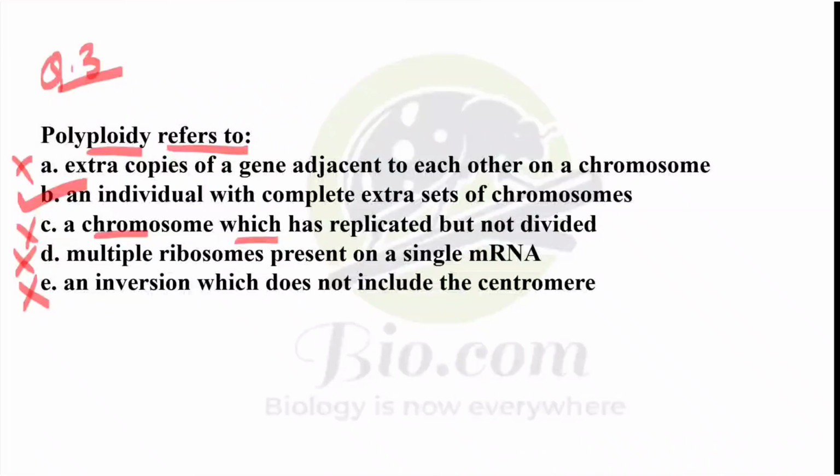So option D says multiple ribosome. So ribosome का यहाँ कुछ काम ही नहीं है, तो आप ये ऑप्शन को ही कट कर दीजिए. Now an inversion का भी कुछ काम नहीं है polyploidy में. Polyploidy refers to an individual with a complete extra set of chromosomes. So यहाँ पे easily आप आंसर पिक आउट कर सकते हैं अगर आप स्टेटमेंट को बहुत अच्छे से पढ़ेंगे तो. So the correct option is option B.